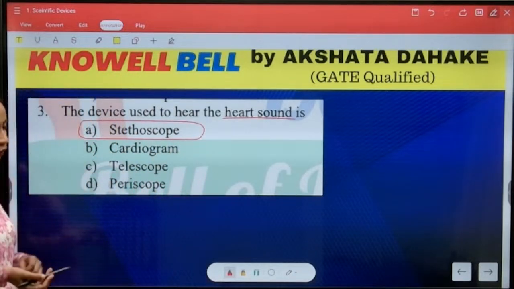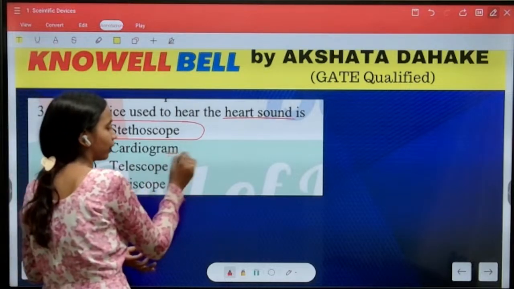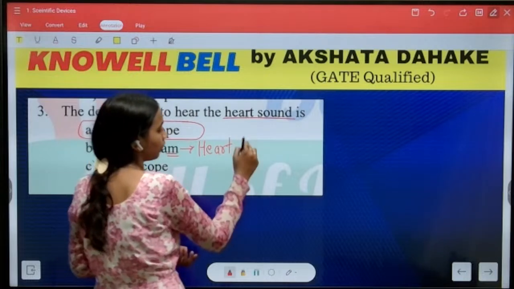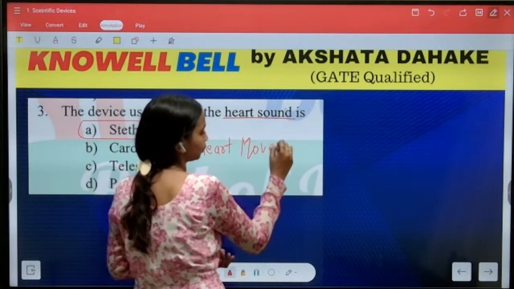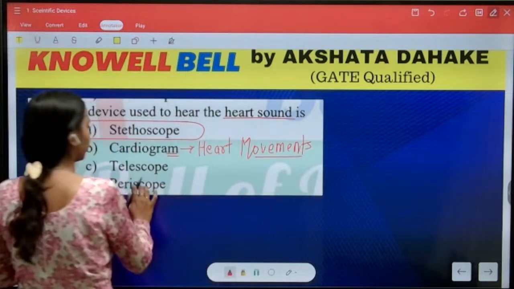Which device is used for heart movements? Cardiogram. Cardiogram is used for what purpose? Cardiogram is used for heart movements, you have to keep that in mind. Why do we use cardiogram? Cardiogram is used for heart movements.